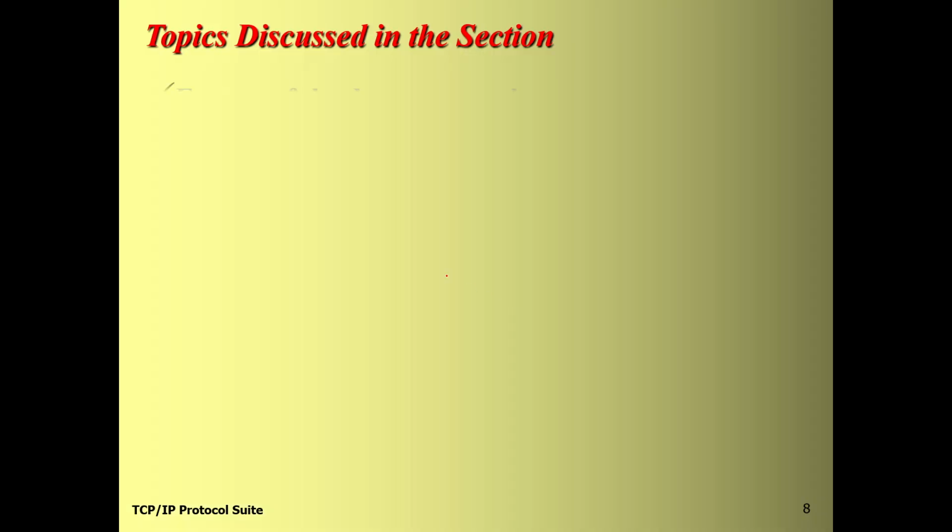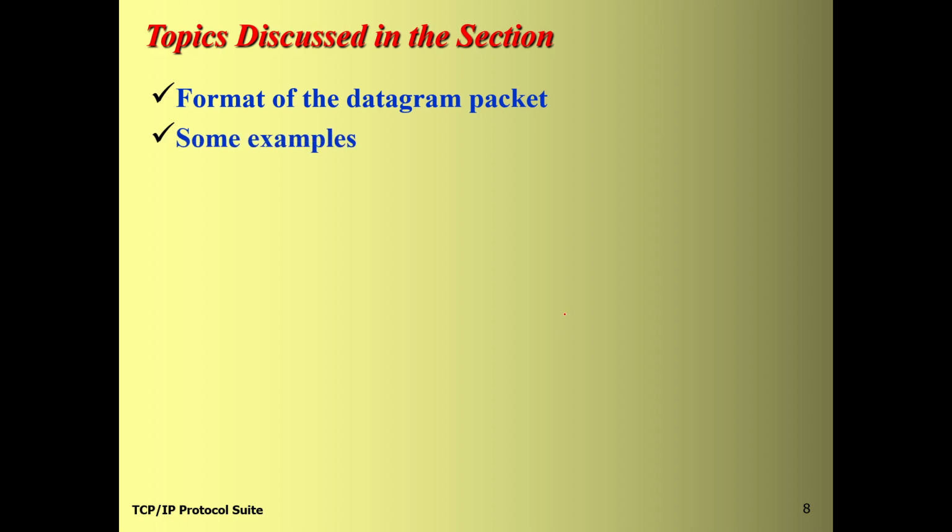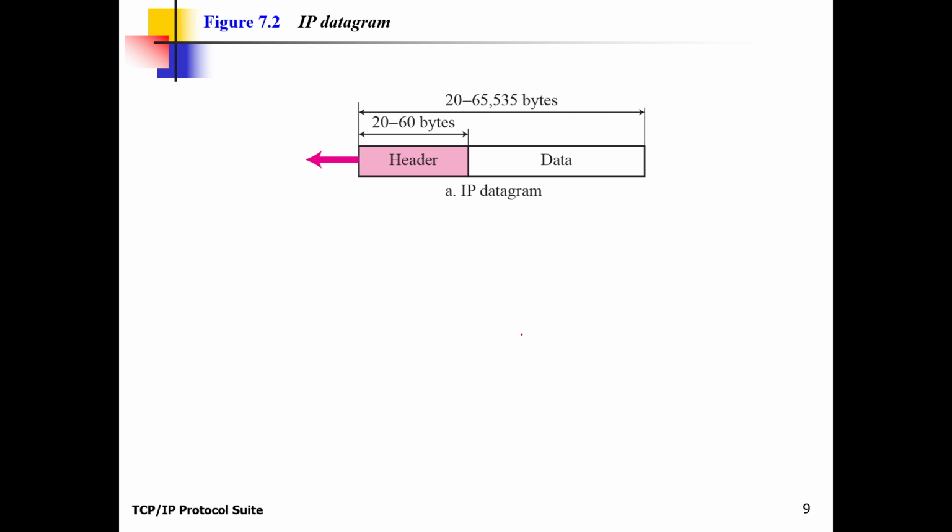So let's take a look at the format of the datagram packet and some examples. Here we go. That's the IP datagram. We have a header. The size of the header is 20 to 60 bytes, minimum 20 bytes and maximum 60 bytes. The whole datagram is between 20 bytes, which means there is no data, and 64K. This number, 65535, is like 64K. You agree? That's the whole thing.